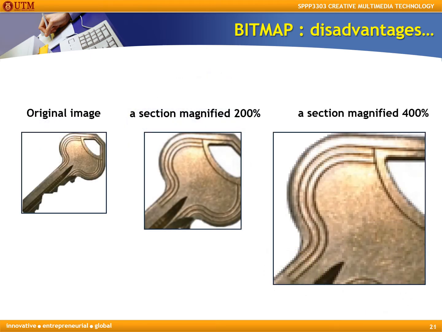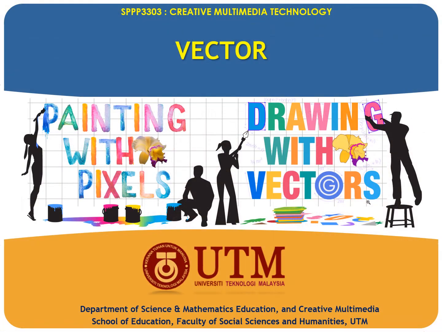same goes to this example as well. This is the original image right here, and when you enlarge it 400%, you can see at the edges of the key, you can see the pixels, the squares that we have mentioned before. Okay, now let's learn about the vector.